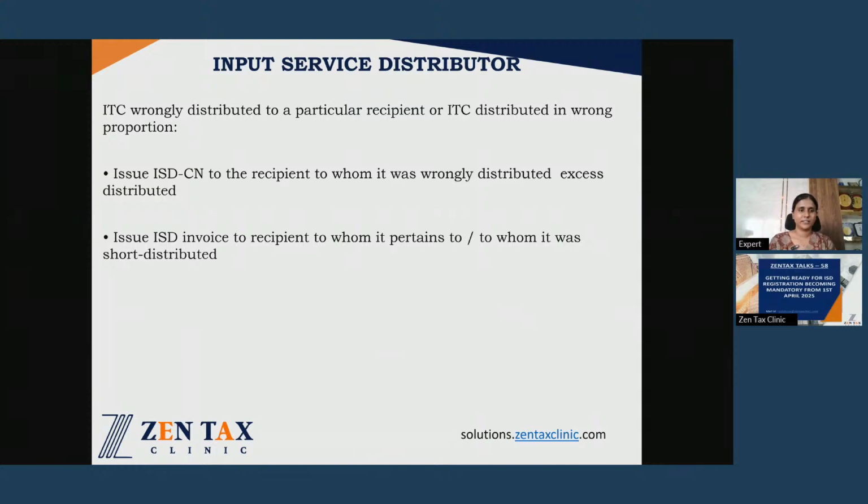So the ISD will issue an ISD credit note to whom it was wrongly distributed as excess credit, and in case it has transferred any less credit to a recipient, then in such cases the ISD can issue another invoice to whom it pertains and also to whom they have earlier short distributed the credit.